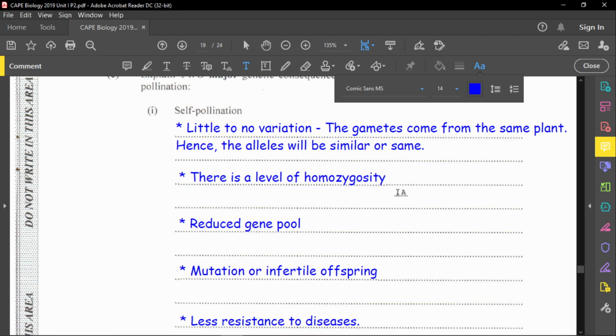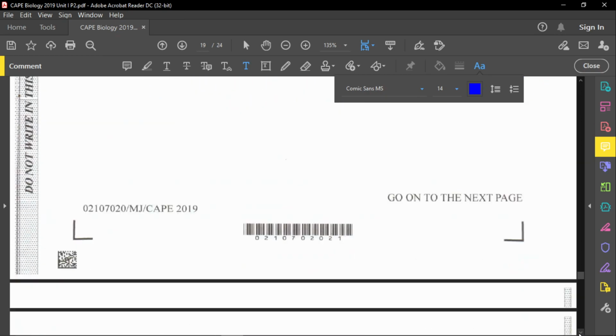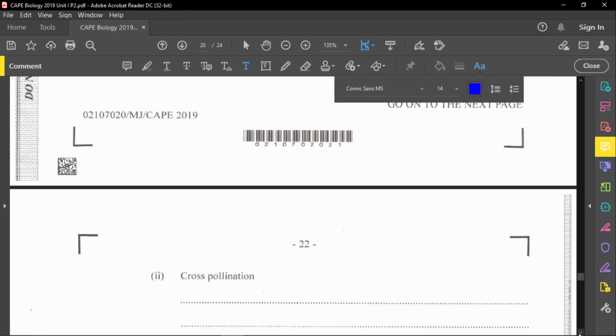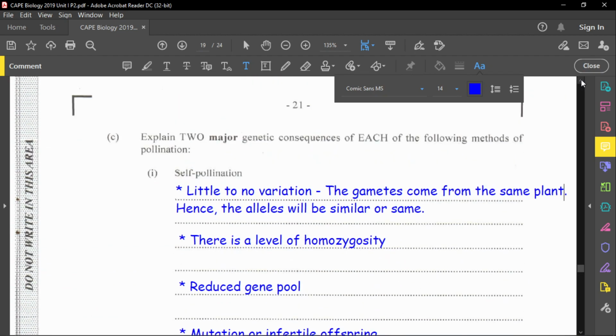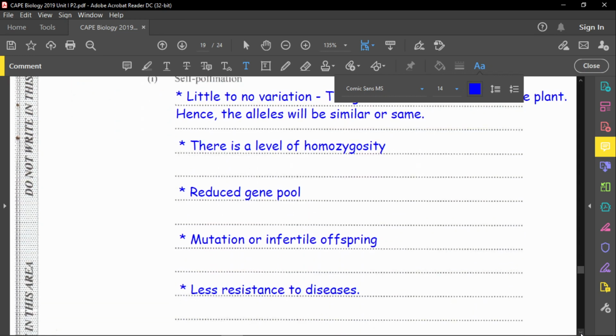So again, I'm not going to go through the cross-pollination part. The opposite in terms of explanation for self-pollination is true for cross-pollination. In the interest of time, please rephrase and paraphrase these statements to make them accurate for cross-pollination. The opposite is true. Here we're going to end this.